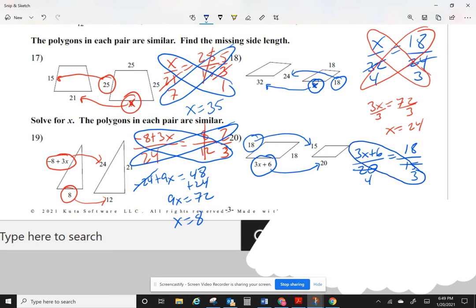When I multiply this way, make sure that 3 gets multiplied to both terms. So that gives me 9x plus 18 equals 18 times 4 is 72. All right, let me move the 18 over. So I get the 9x equals 54. Divide both sides by 9. X equals 6.